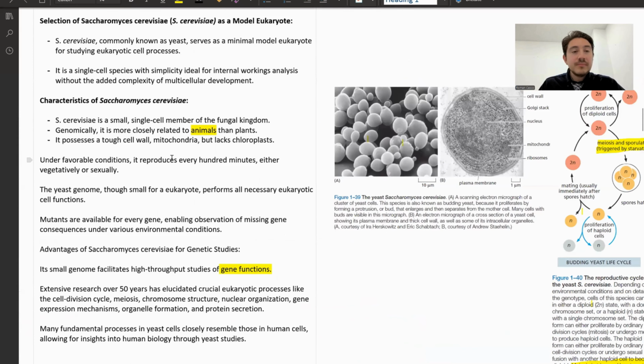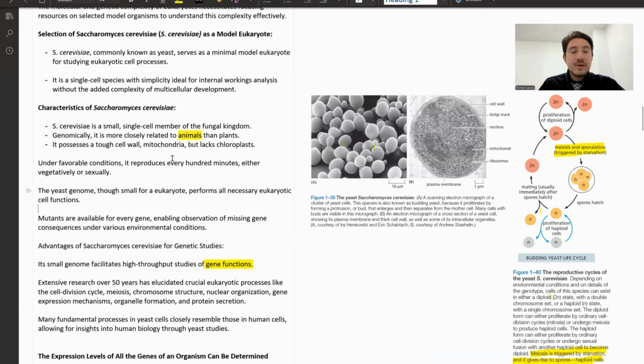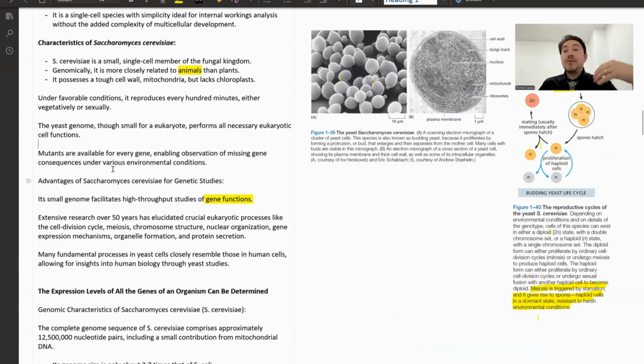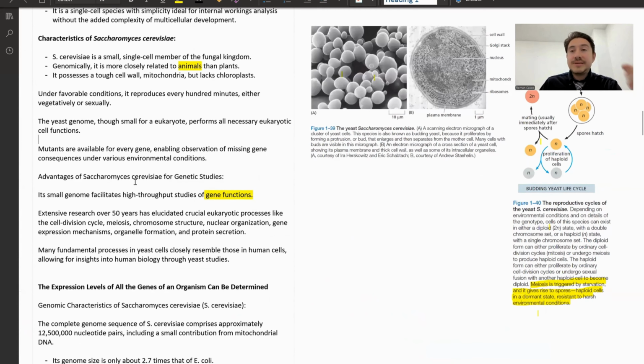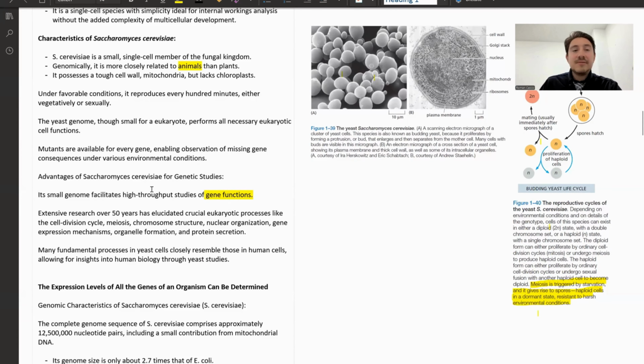Okay. Again, you have this yeast genome, though small, it is quite small for a single cell organism. It does perform all the necessary mechanisms as a eukaryote, right? This organism has been extensively studied. Mutants have been made and are available for literally every gene within yeast. So you can create studies to observe any missing gene under different environmental conditions that you want to study, right?